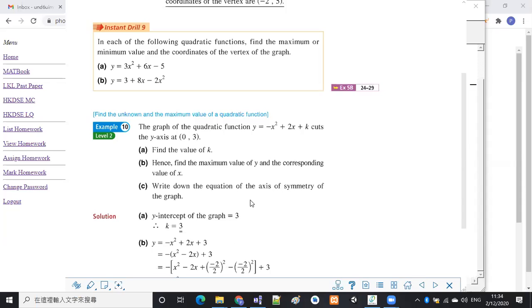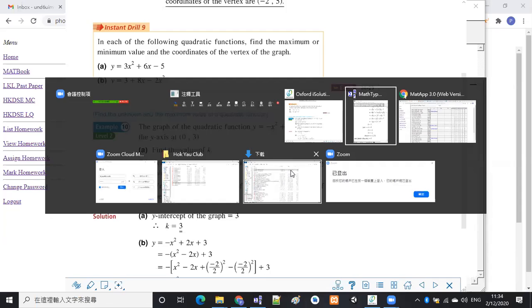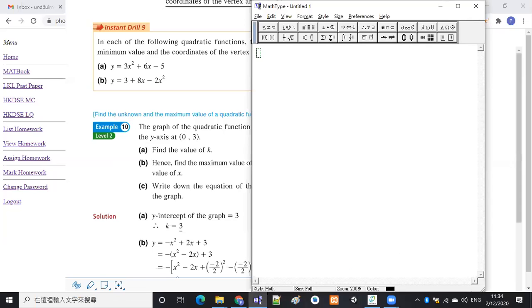Okay, so let's check the answer for instant rule number 9. Have you finished? So part A, y is equal to 3x squared plus 6x minus 5, okay? And a is equal to 3, so we take out the 3 and then x squared plus 2x and then minus 5.